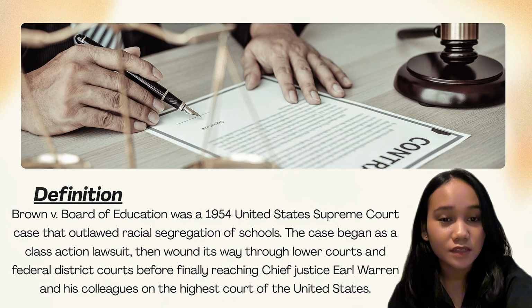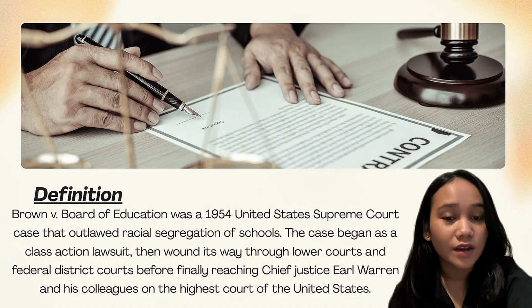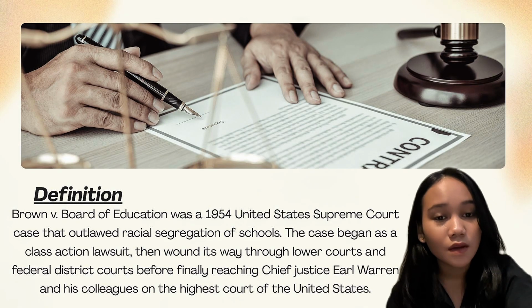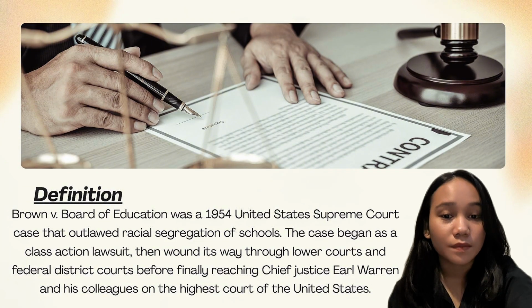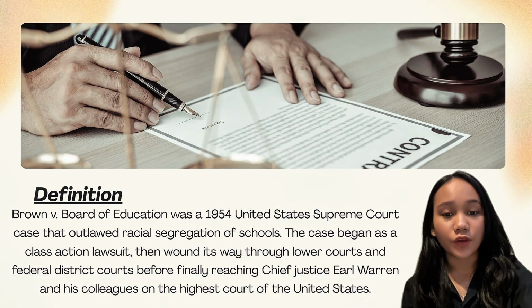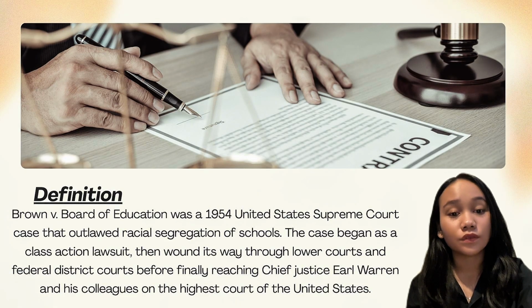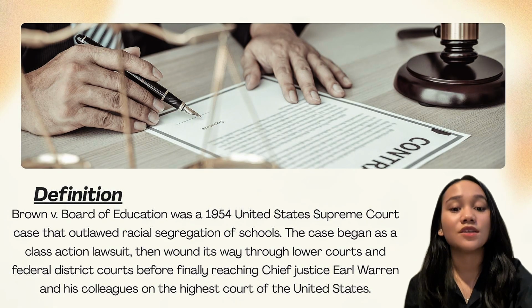The Supreme Court's decision relied heavily on a new interpretation of the Equal Protection Clause of the 14th Amendment to the U.S. Constitution. Rather than the "separate but equal" logic of earlier decisions like Plessy versus Ferguson, Brown versus Board of Education asserted that due process and equal protection of the laws were fundamentally incompatible with segregation.